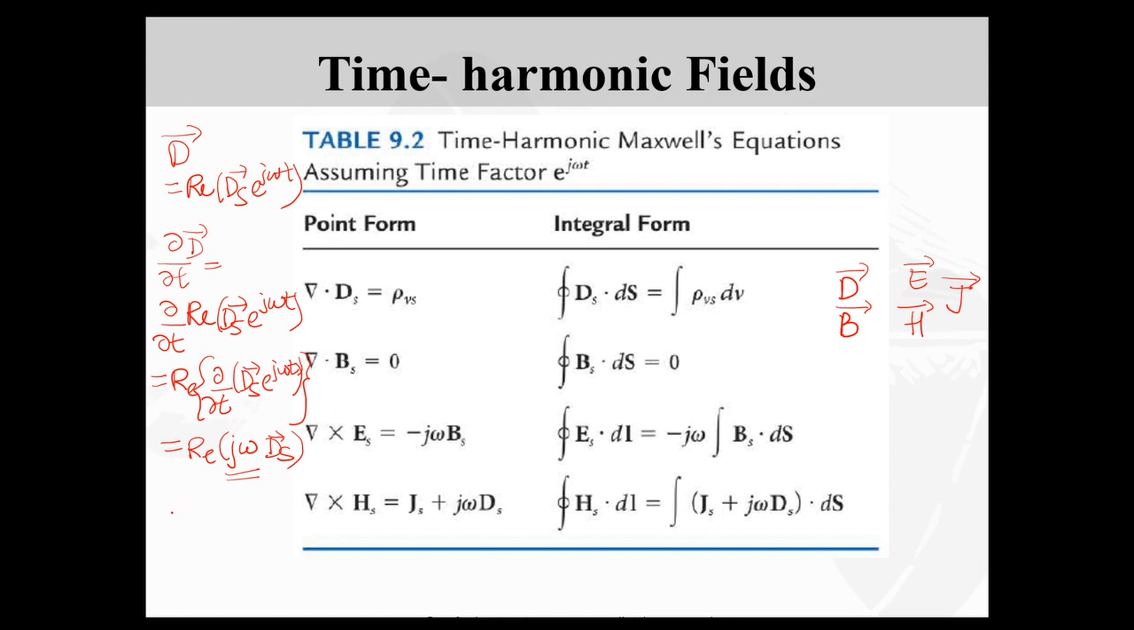Then coming to the integration part, if I have to integrate D, or any vector, with respect to time, then it can be replaced as the real part of D s into e to the power j omega t dou t. So this will lead to D s over j omega.